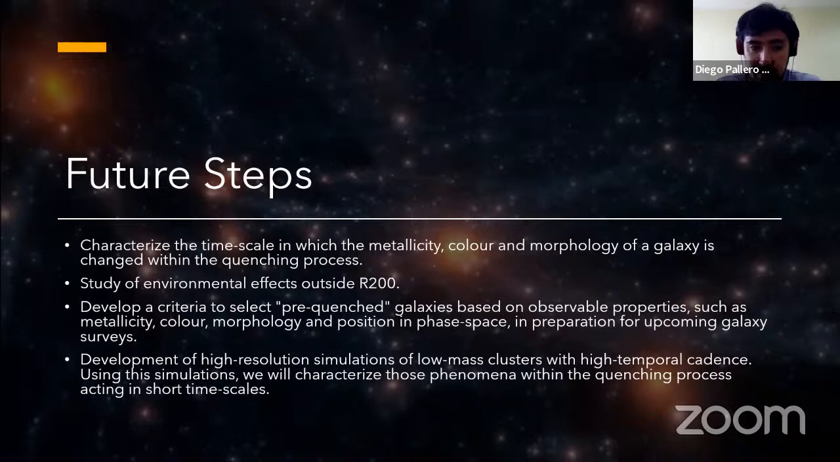Also, we want to compare with observations, using, for example, different criteria of several properties such as metallicity, color, morphology, and the position in phase space. Maybe we would be able to split between the pre-quenched population and the in-situ quenched population, and to learn more about these kinds of galaxies from observation. That would be our next goal, actually. And we are also trying to make high resolution simulations with high temporal cadence in order to better constrain the time scale in which each of these processes is taking place.